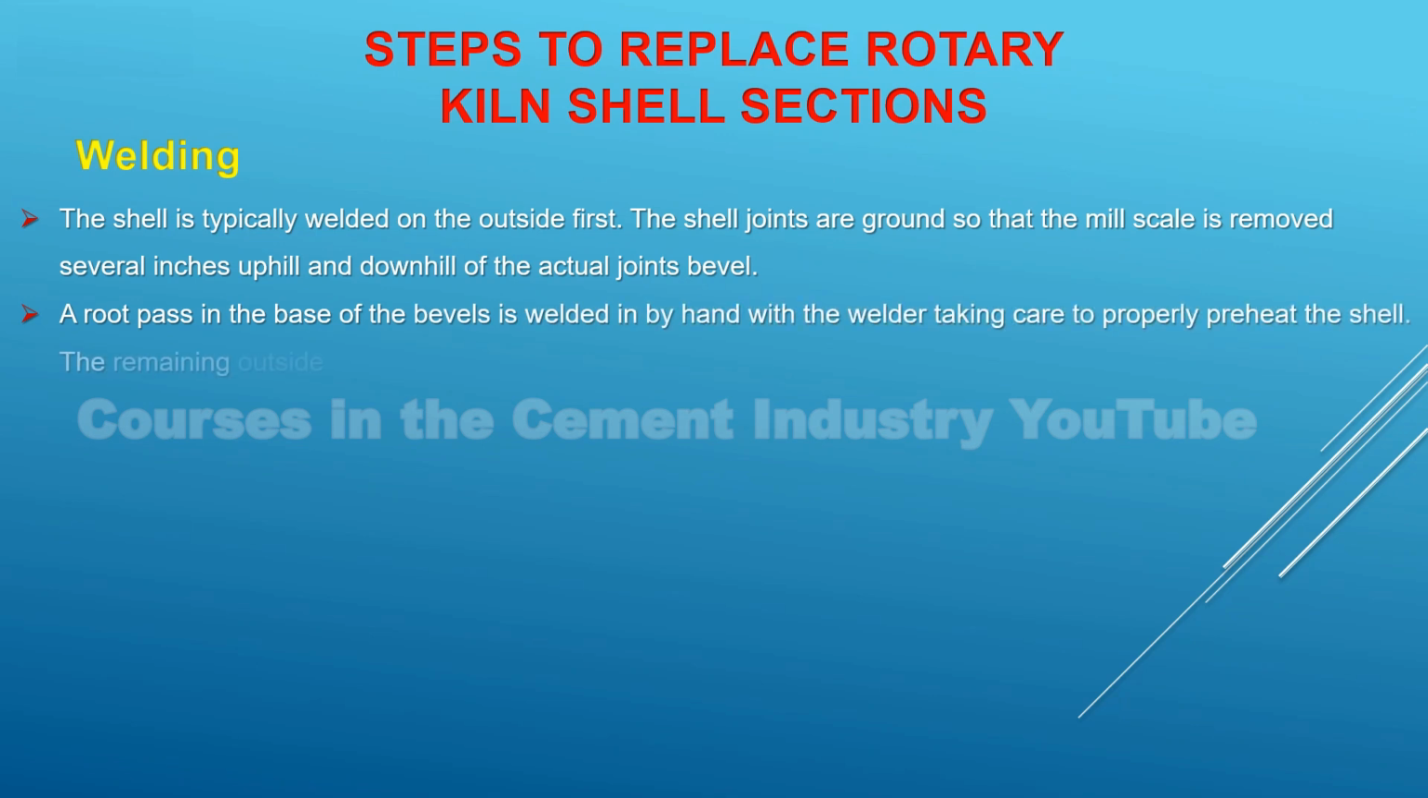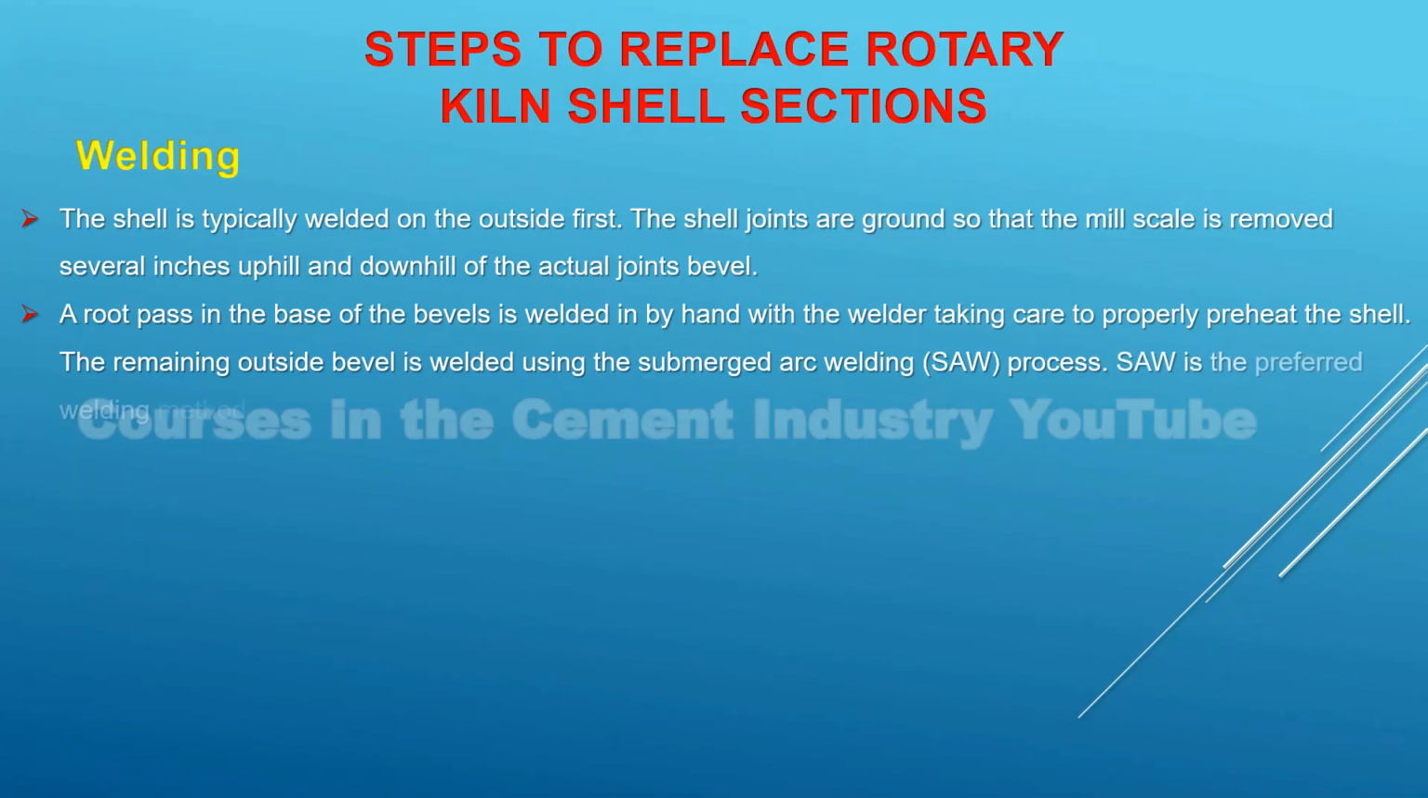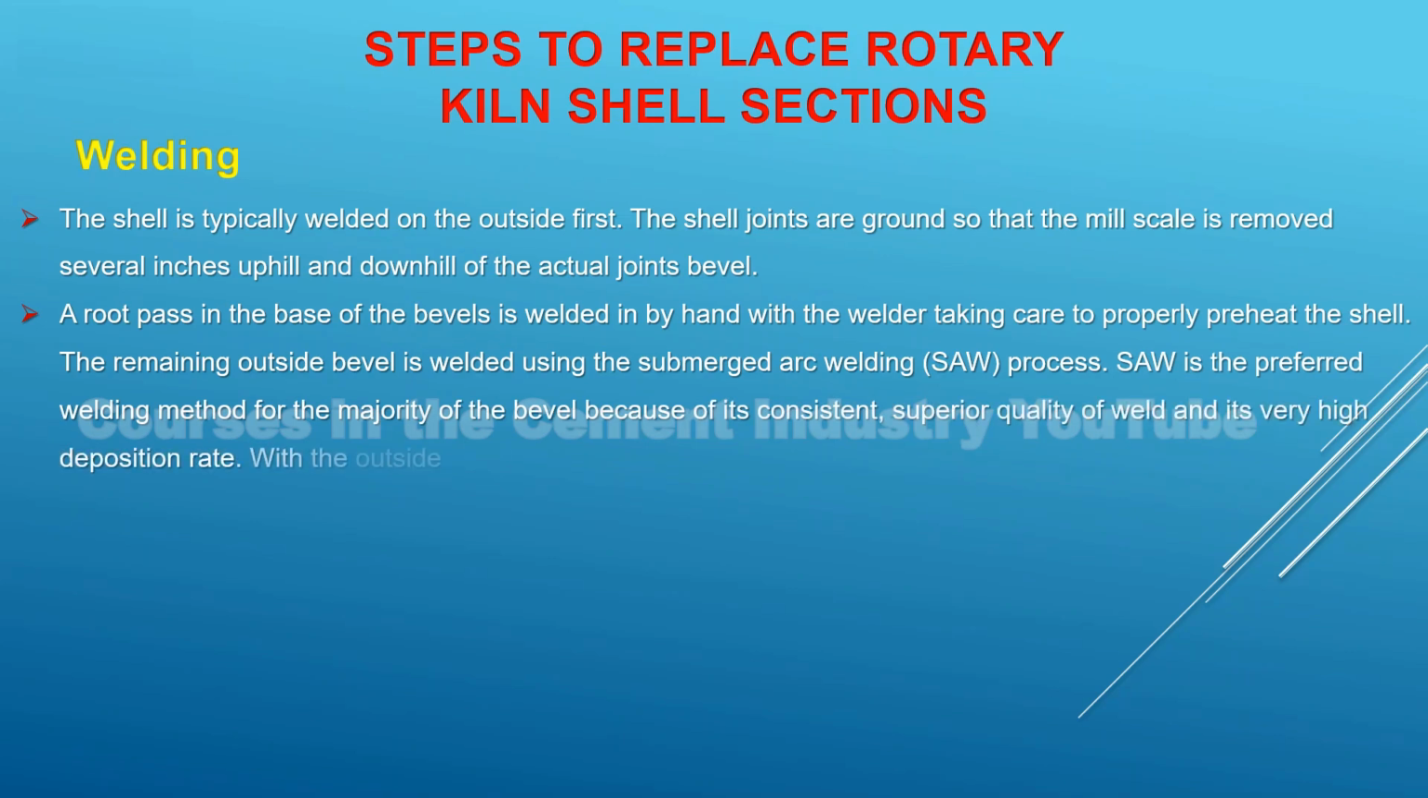The remaining outside bevel is welded using the submerged arc welding (SAW) process. Submerged arc welding is the preferred welding method for the majority of the bevel because of its consistent, superior quality of weld and its very high deposition rate.